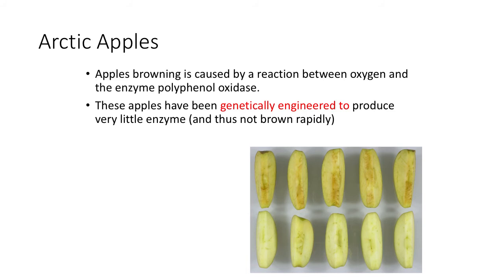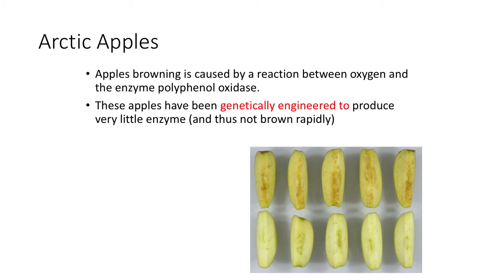Here's one of my favorite examples. Arctic apples. Apples typically brown when you cut them. That's because this protein, an enzyme called polyphenol oxidase, when you cut open an apple cell, spills out of the cells, and that protein reacts with oxygen to cause the fruit to start to brown. So, if you want to make fruit that doesn't brown when you cut it, what do you do? You genetically engineer those apples to not make as much of that protein.